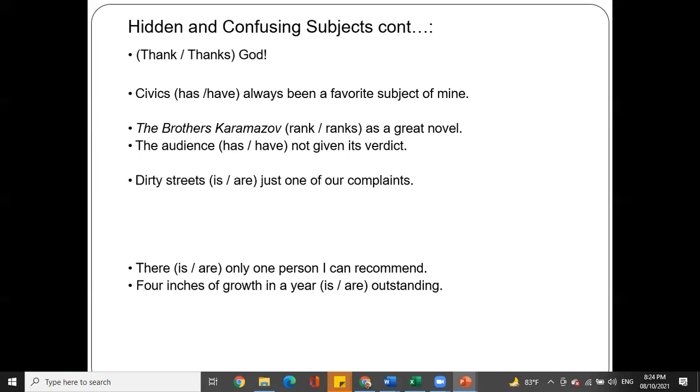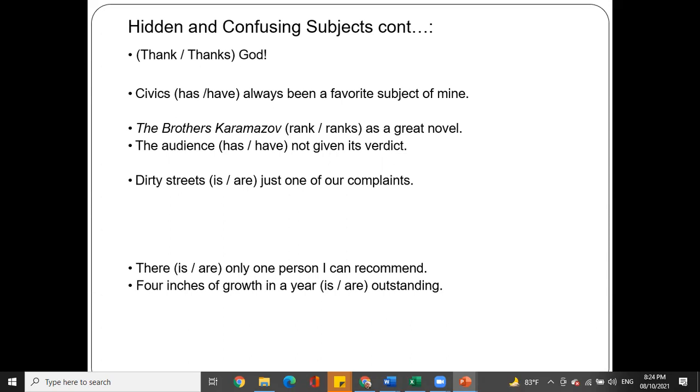Dirty streets. The streets are just one of our complaints. And then if you move one of our complaints to the front of the sentence, it doesn't change the syntax. One of our complaints are the dirty streets.